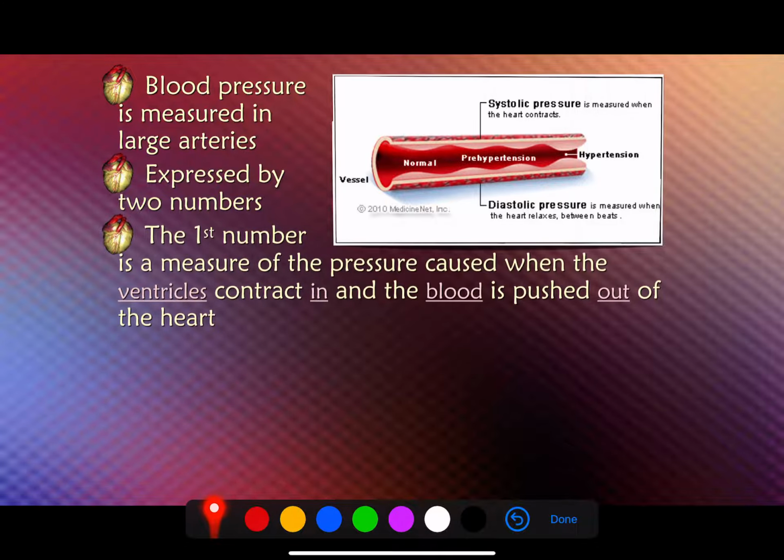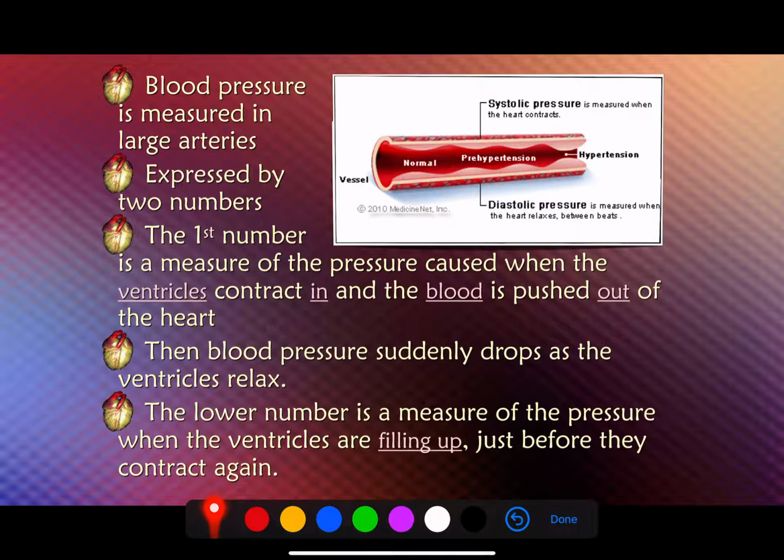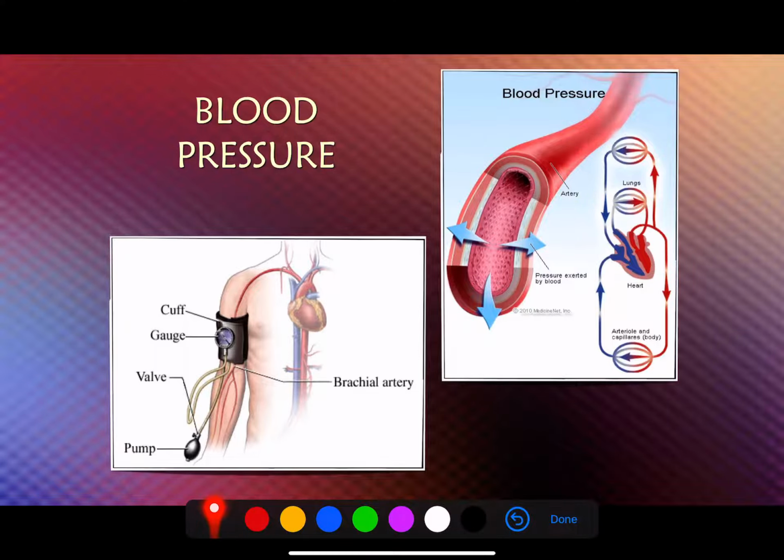It's expressed by two numbers. The first number is the measure of the pressure, that push, the force, that's caused when the ventricles, remember those lower chambers, contract, when they squeeze, and the blood is pushed out of the heart. Then your blood pressure is going to suddenly drop as those ventricles relax and refill. The lower number is the measure of the pressure when those ventricles are filling up just before they squeeze or contract again.